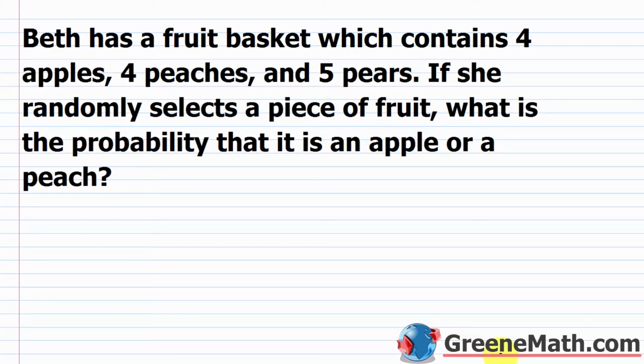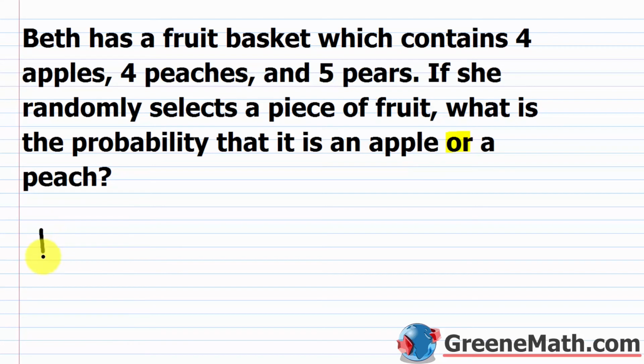And now we're going to see mutually exclusive events. So Beth has a fruit basket which contains 4 apples, 4 peaches, and 5 pears. If she randomly selects a piece of fruit, what is the probability that it is an apple or a peach? Again, when you see this keyword or, you're thinking about addition, okay? But in this particular case, you don't need that full formula, okay? Because it's not possible for her to select something that's an apple and a peach at the same time.